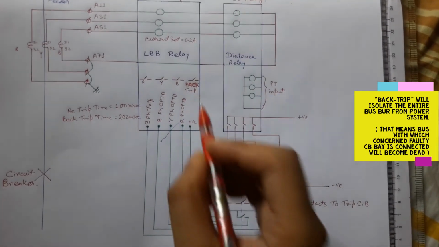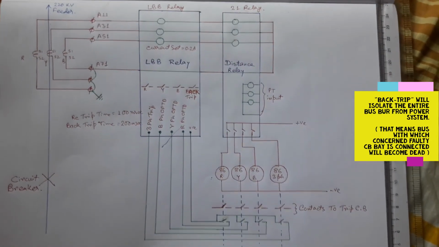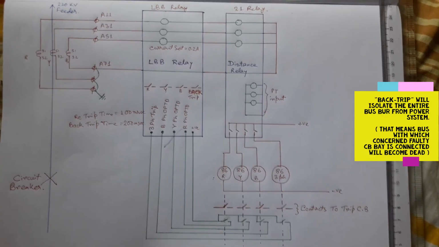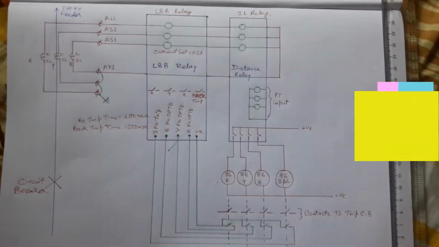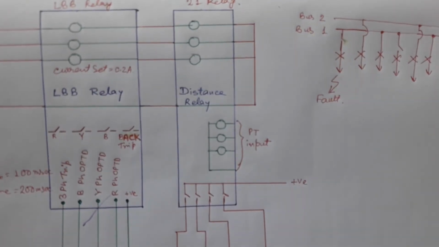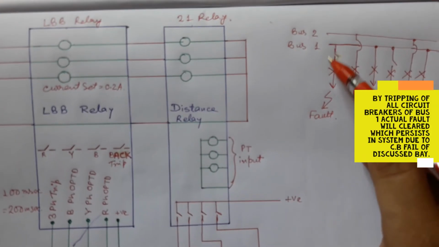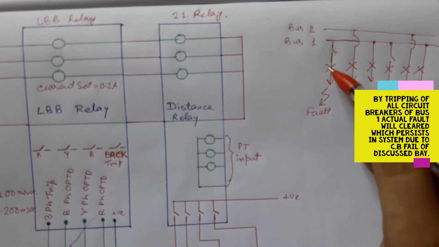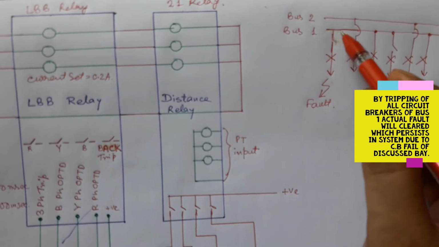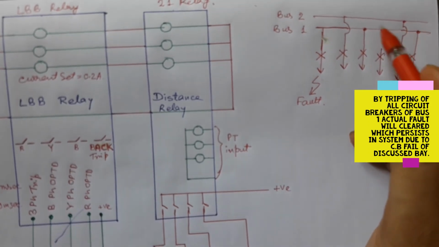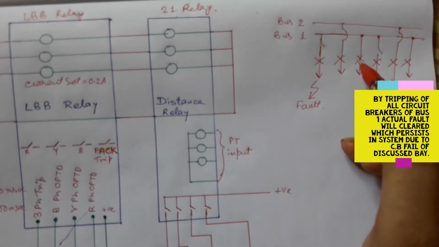But what is this back trip pulse? This back trip pulse is responsible for tripping the entire bus with which this bay is connected. Here is one example so that you can understand what a back trip is. Suppose back trip operated in this bay, and as this bay is connected with bus 1, all the circuit breakers which are connected with bus 1 will get tripped by operation of the 96 relay.